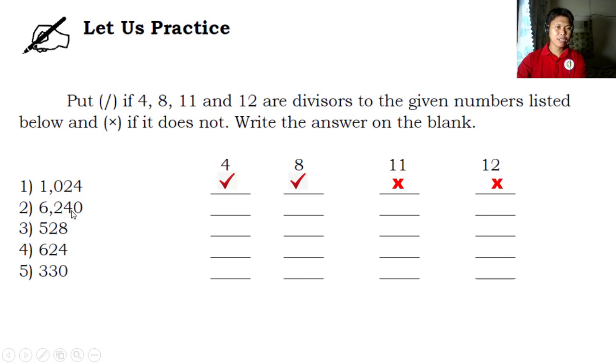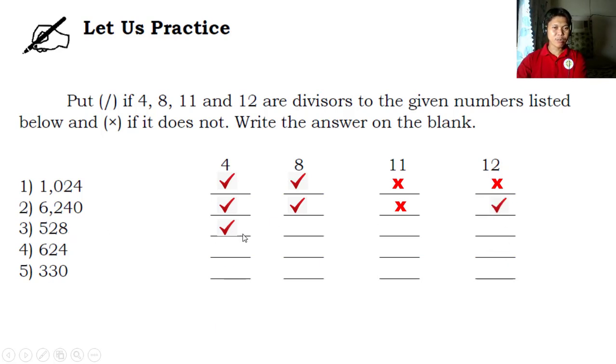So, this number, 6,240. Pwede sa 4 kasi 40. 240, pwede sa 8. Sa 11 naman, 6 plus 4 is 10. 10 minus 2 is 8, hindi pwede. Sa 12, tingnan natin. Divisible na siya sa 4. Dapat sa 3 divisible. So, 6 plus 4 is 10 plus 2, 12. Pwede. Kasi divisible by 3 and 4.